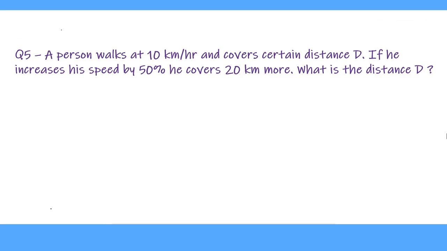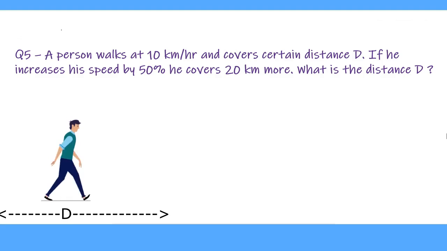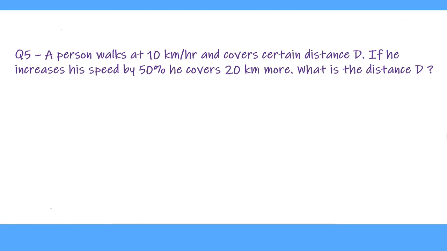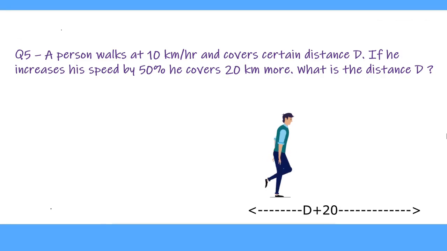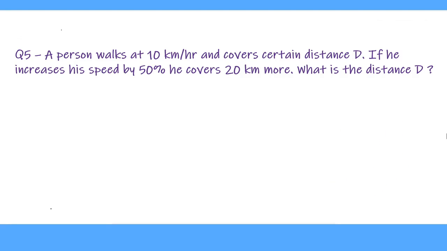We solve question number 5. A person walks at 10 km per hour and covers a certain distance d. If he increases his speed by 50%, he covers 20 km more. What is the distance d? Here time is constant, or time is same. So we solve like this.